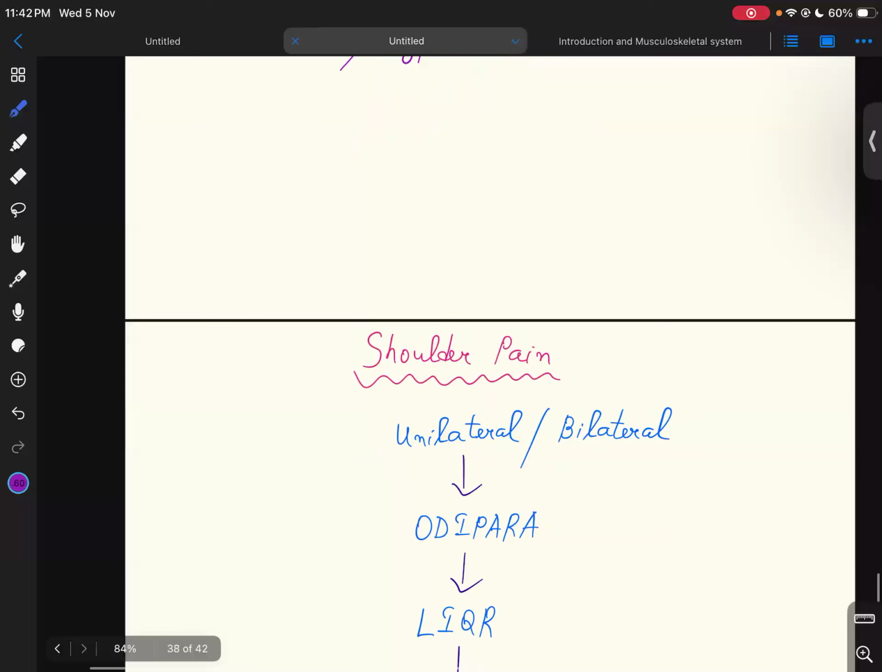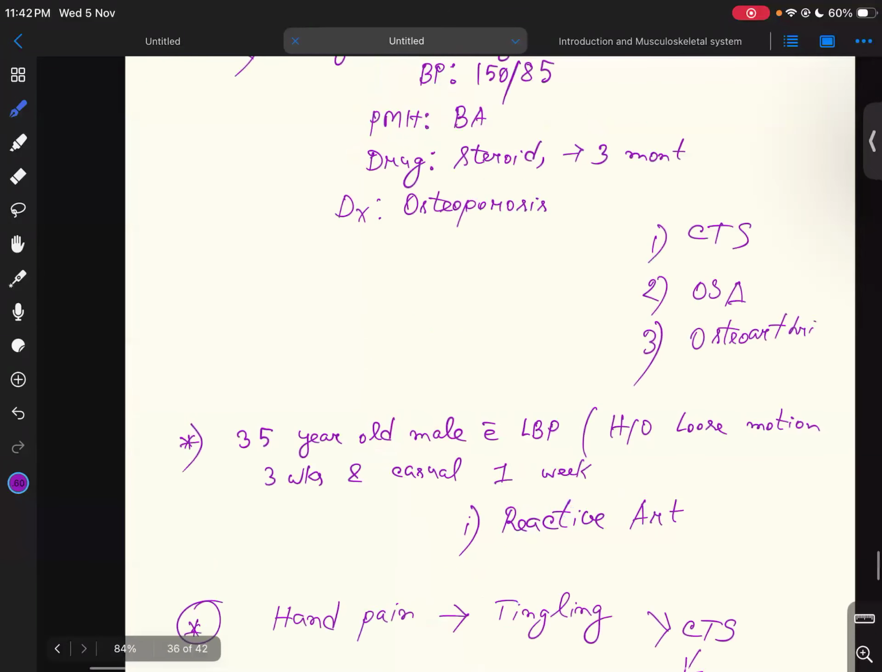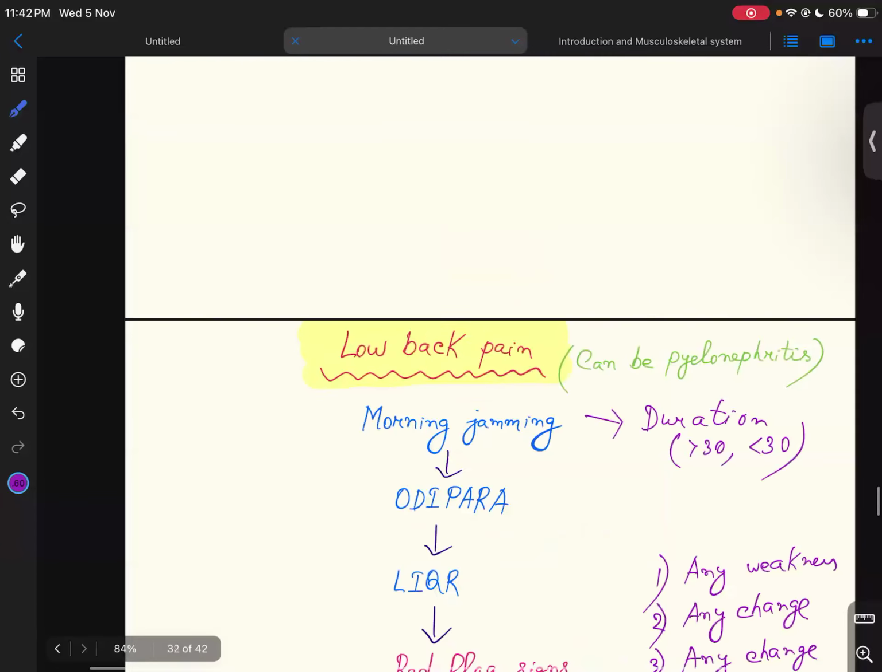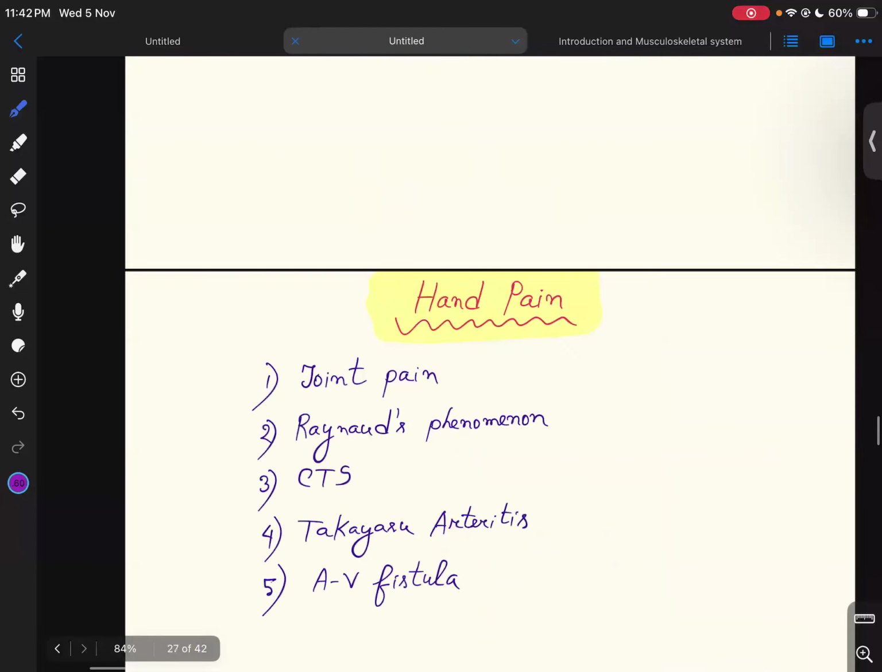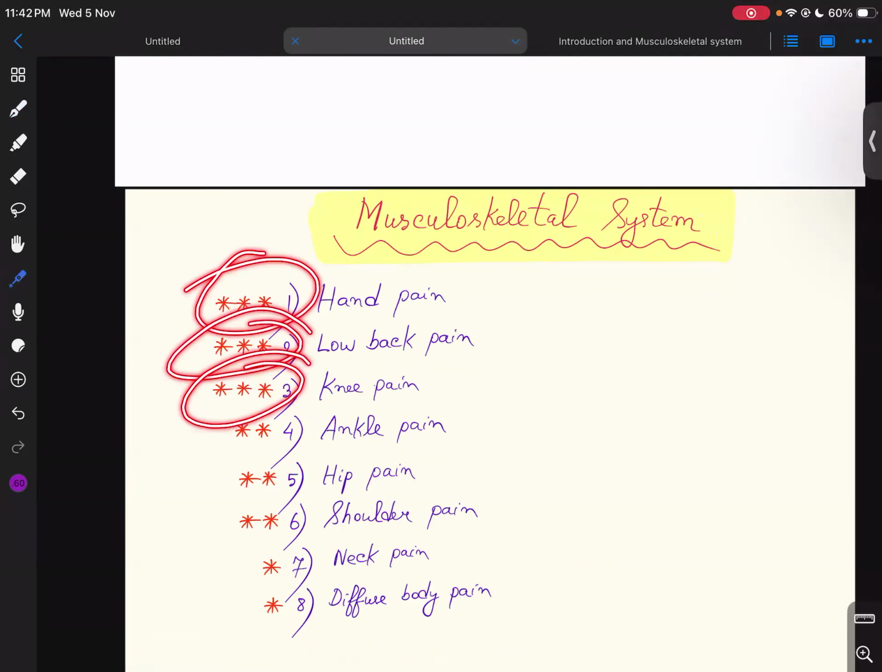Okay, so is this okay about these 3 triple star prompts? If it is okay, then I will proceed to the next prompts that are less important for the PACES exam. Please ask me if anyone has any kind of question regarding the first triple star prompts, that is the hand pain, low back pain, and knee pain. Does anyone have any kind of question? If it is okay, please keep me.